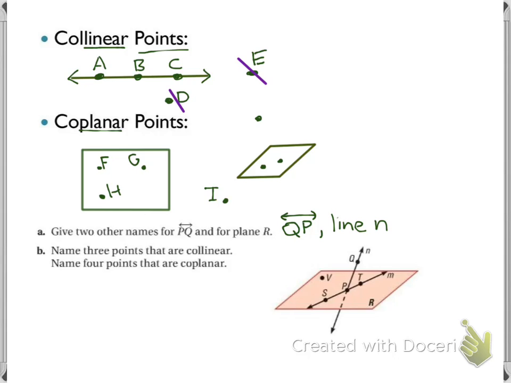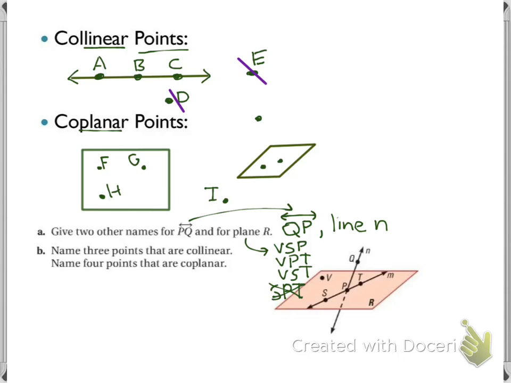Now we go to plane R. Let's identify here. So plane R, we need 3 points that are on the plane. So let's see, I could do VSP as the name of the plane. I could do VPT as the name of the plane. I could do VST as the name of the plane. But I actually can't do SPT. This one doesn't work because they are collinear.